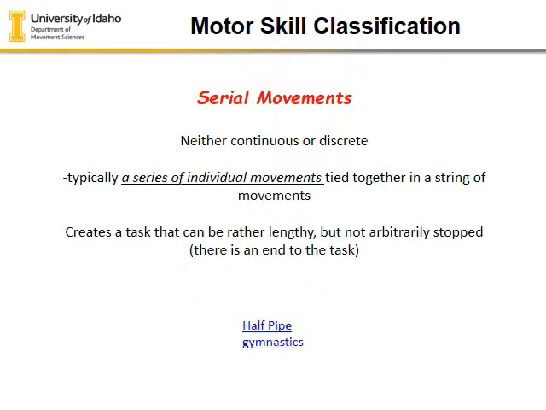So then we have these things called serial movements, right? So we've gone through discrete, gone through continuous, and now we're at serial, and these are just a series of individual movements that are created together, right? And so I've put half pipe and gymnastics down there, and those are actually videos, if you want. This is basically when you're creating a routine, there are individual tasks that are very discrete, and then you sync them together in a temporal arrangement of how you want to perform them. And so this is really how serial movements are created.